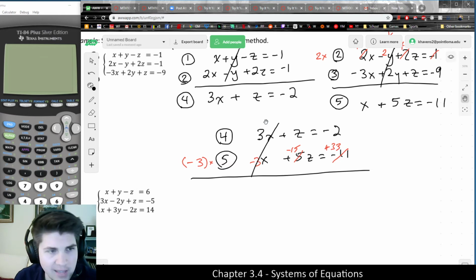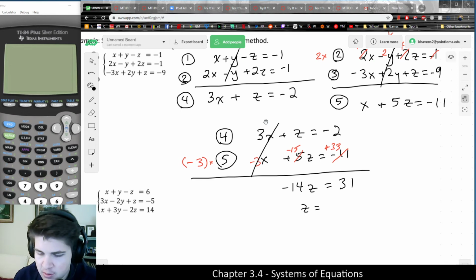Now I could add them together. 3x minus 3x will be 0, or cancel. z minus 15z would be -14z, and -2 plus 33 would make 31. And what I would get here is z is equal to -31 over 14, which would be part of my answer.